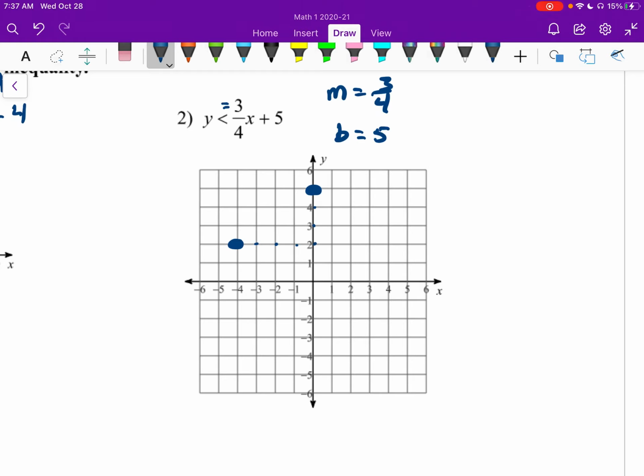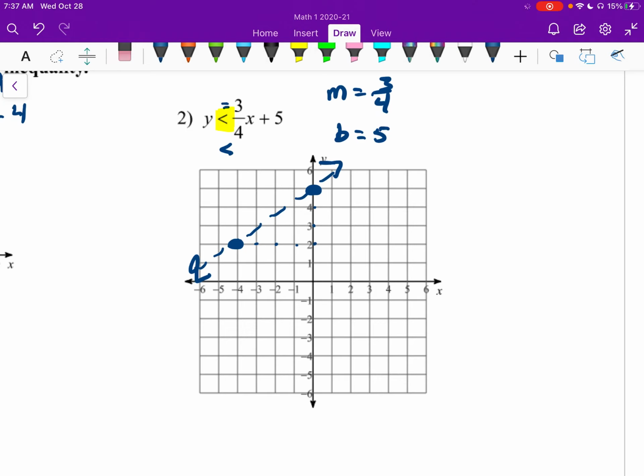Now we need to draw our line. It's a dotted line. It's a dotted line because there's no equals to. If this was less than or equals to, we'd do a solid line. But because it doesn't have that little bar there, it's a dotted line.